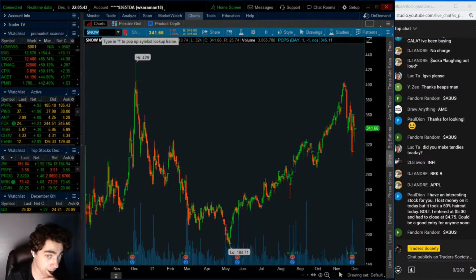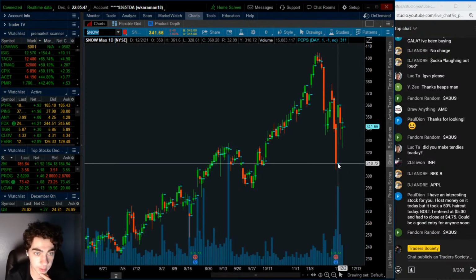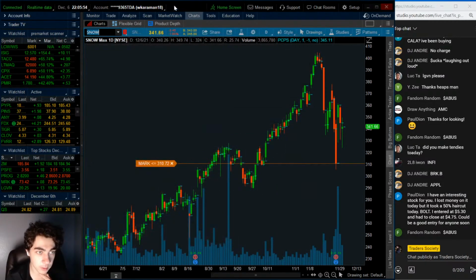Snow. For this to continue to run, it needs to bottom out at 311. Gap filled 311. That's where it's heading. It's heading to 311. So we'll see.